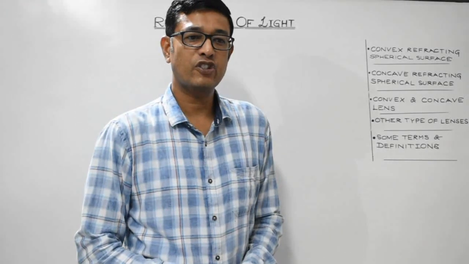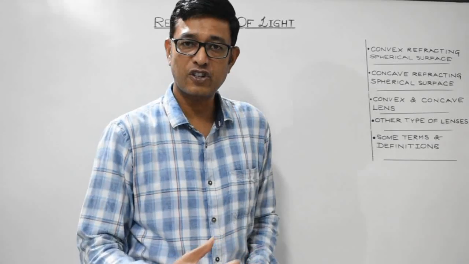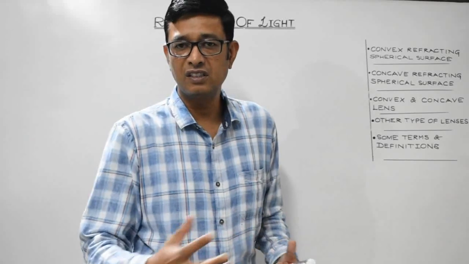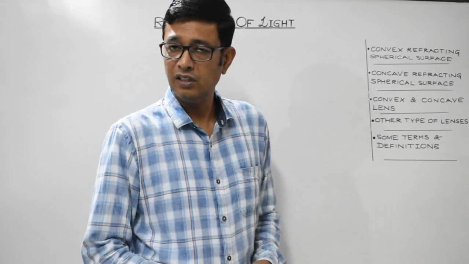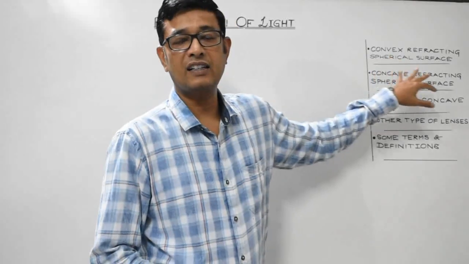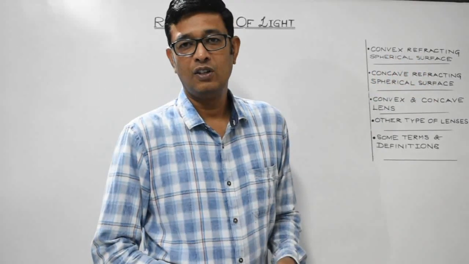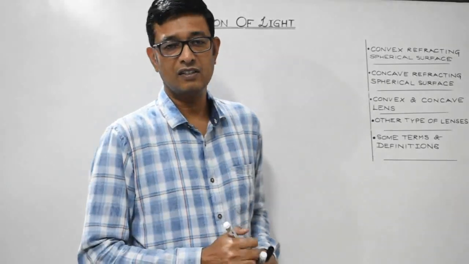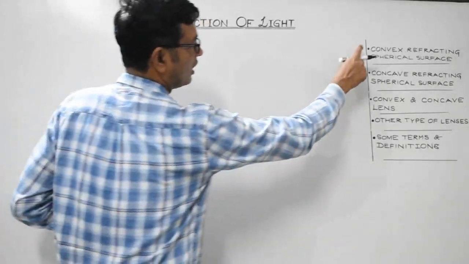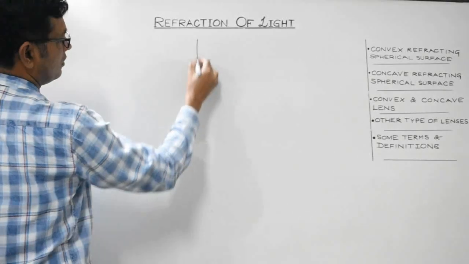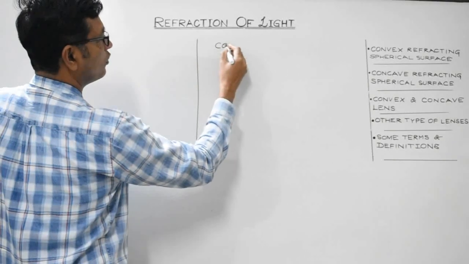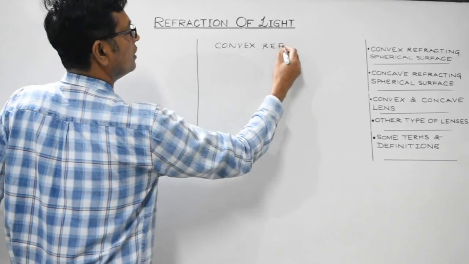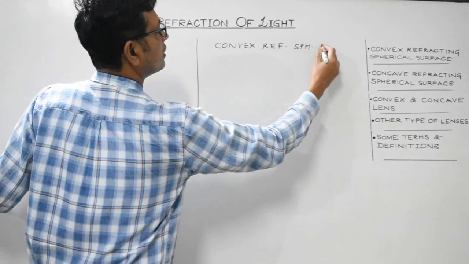So in the previous lecture we have discussed refraction and refractive index, isn't it? We have discussed various terms and terminologies. Here we will start with refracting surfaces. So we are talking about spherical refracting surfaces. Now look, we'll start with the convex refracting spherical surface.